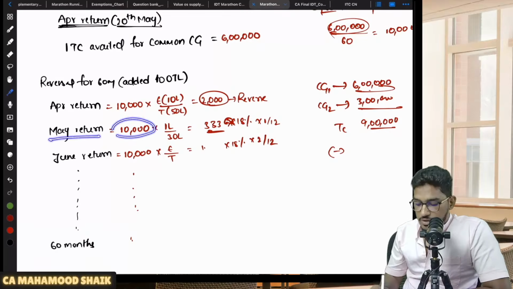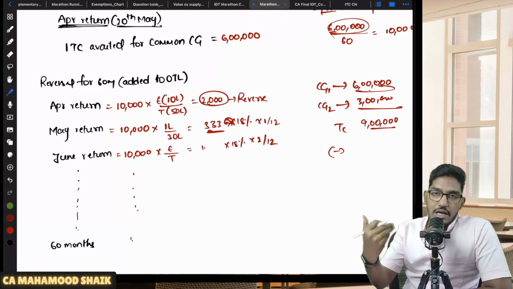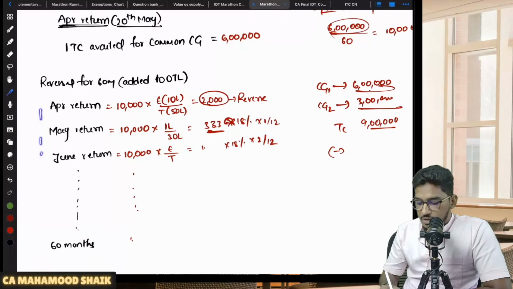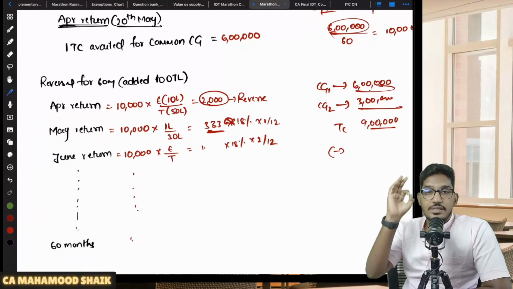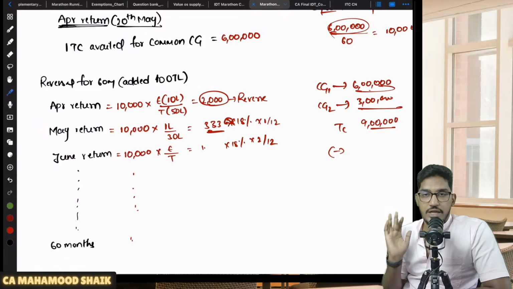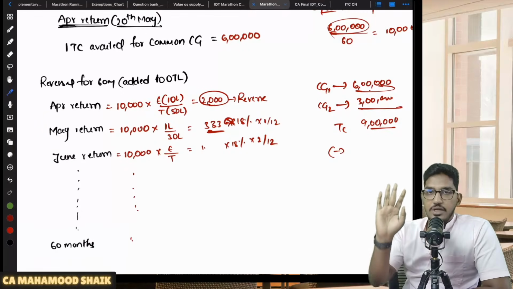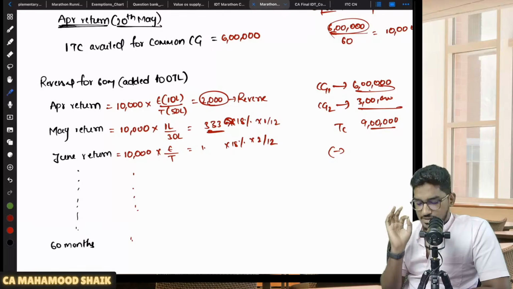Thereafter, next month also 10,000 rupees. Next month also I will calculate the exempt turnover and the total turnover, and reverse that much. June month also, once again 10,000. For that 10,000, I will take the exempt turnover and total turnover of that June return, and reverse that amount. Like this, how long will I do it, sir? I will do it for 60 months. Able to understand? As simple as that.